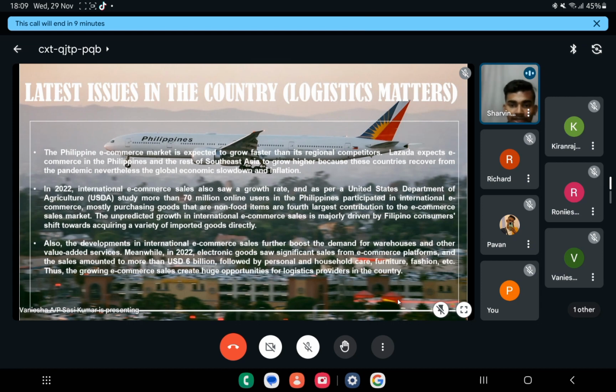Thus, the growing e-commerce sales create new opportunities for logistics providers in the country. These are the unique facts about the Philippines.